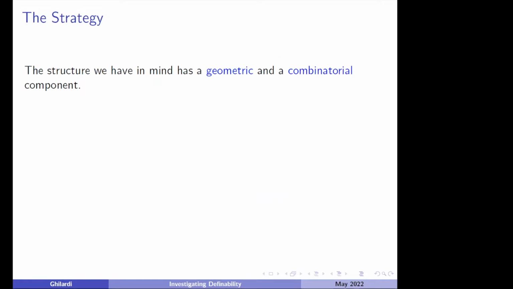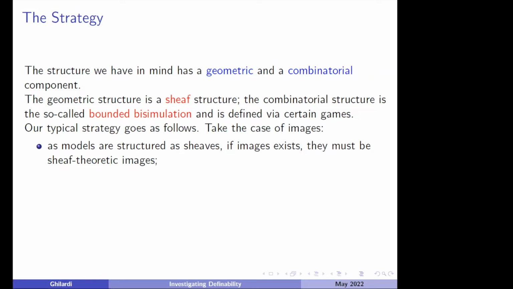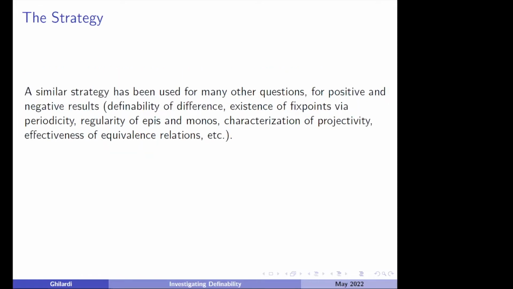So the dualities that we have in mind have a geometrical and a combinatorial component. The geometric component is sheaves on the site, and the combinatorial component is what is called bounded bisimulation. And it is defined by a set of games. And this is what we are typically doing. In the case of images, models are structured as sheaves. If images exist in our category, they must be sheaf-theoretic images, which are defined in another way. Sheaf-theoretic images are in fact definable because they are closed under bounded, or sufficiently high bounded, bisimulation. And then this proves that images exist in the original category. This is the strategy, and we are following the same strategy for all other cases.